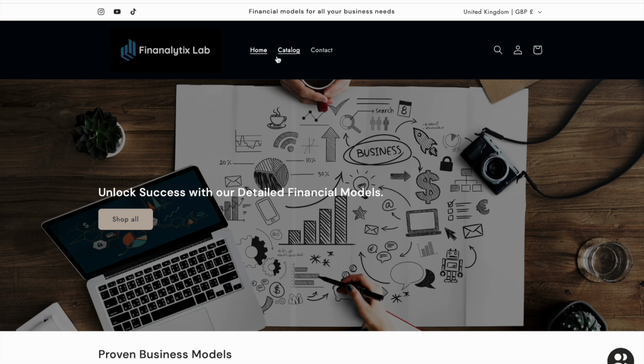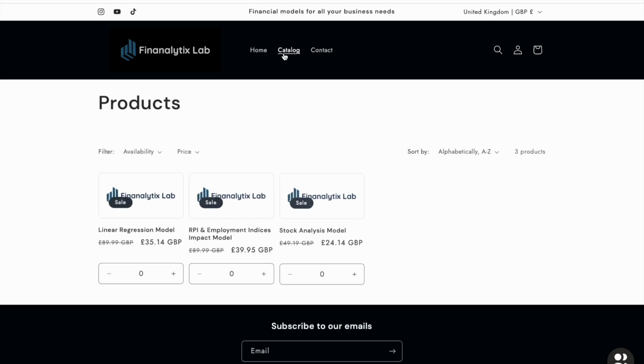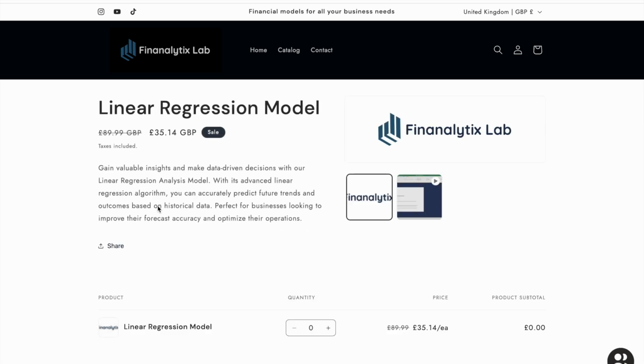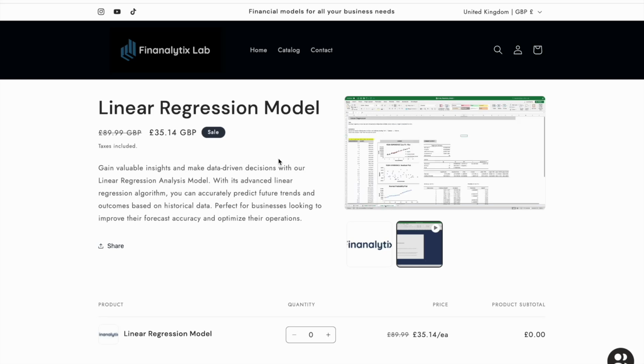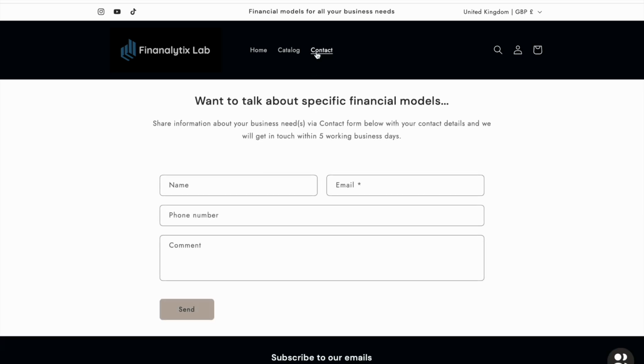I've spent the last 12 years in large organizations providing advisory and consulting services to business clients within the financial services, capital advisory, sports media, and marketing and advertising sectors. The financial models being offered at Fin Analytics Lab help businesses, investors, and financial professionals analyze performance, forecast future scenarios, and make data driven decisions.